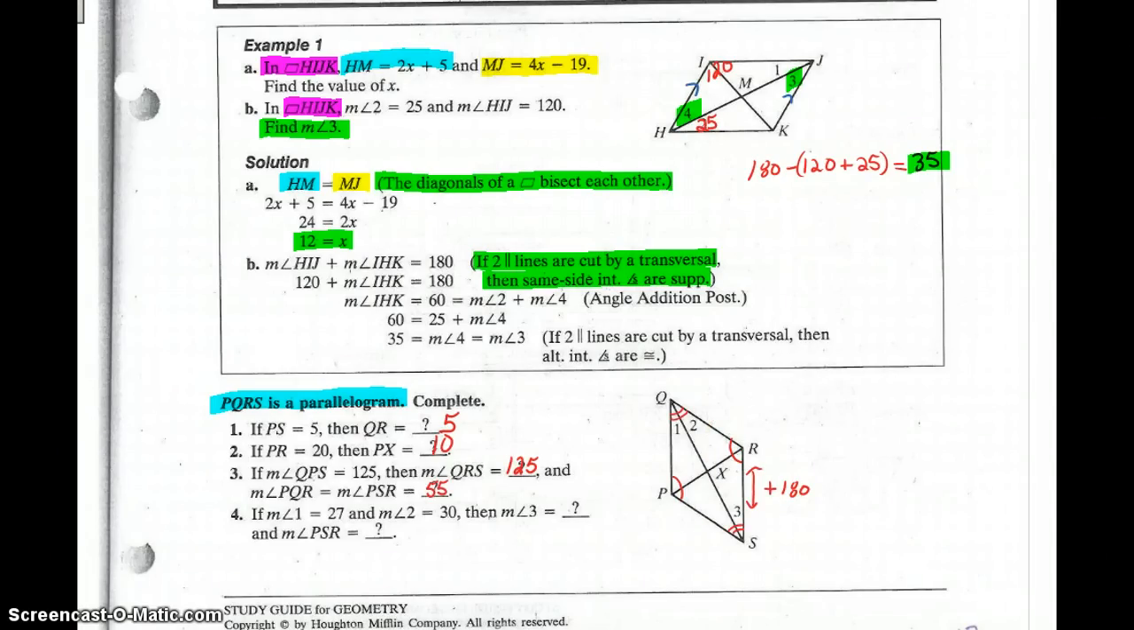Here's the answer for number 3. QPS and QRS are congruent, therefore both are 125. And PQR and PSR are both supplementary to QPS and QRS, so I simply subtract 125 from 180 to get 55.